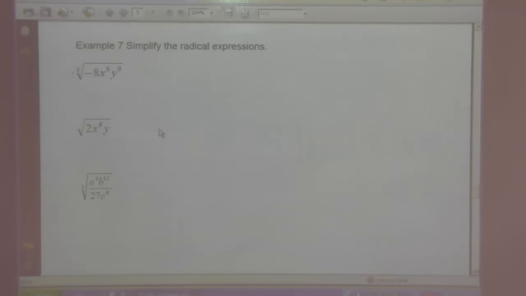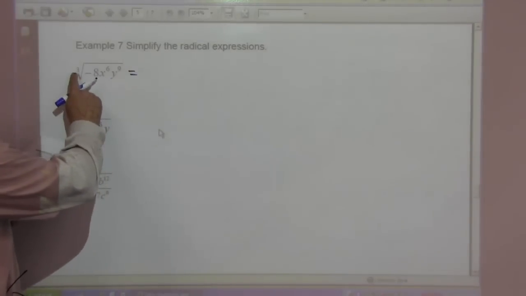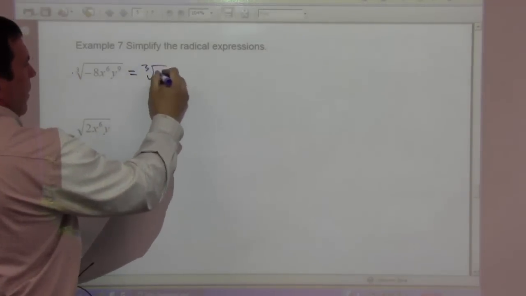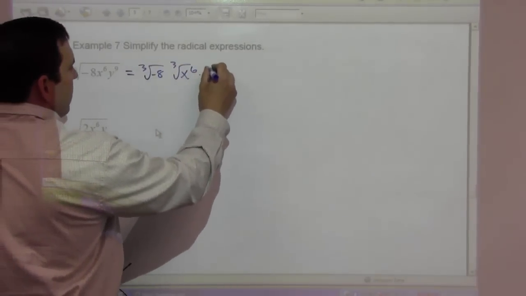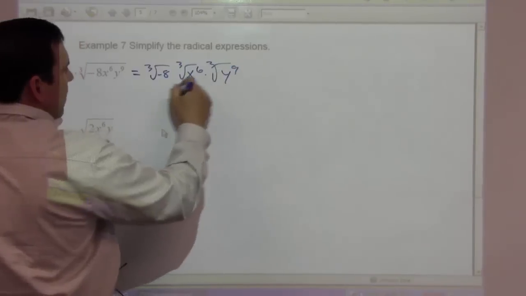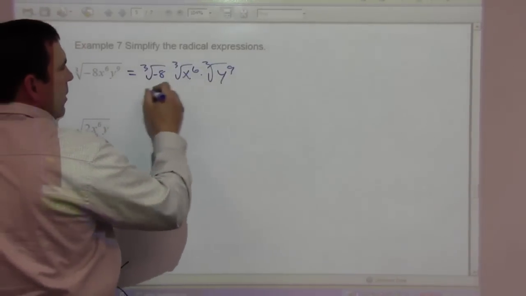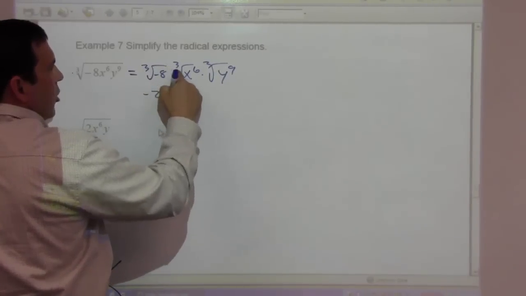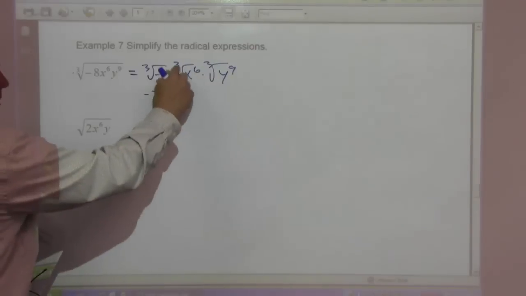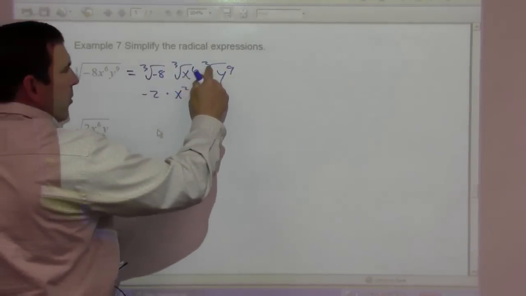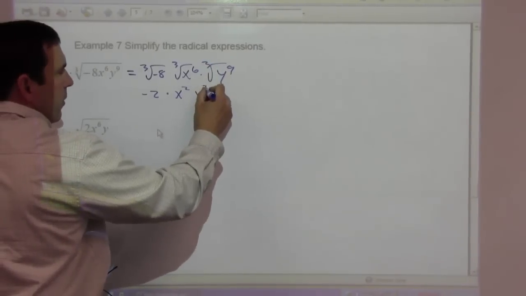Okay, so example 7, simplify the radical. Here we're talking about the cube root of negative 8 times the cube root of x to the 6th times the cube root of y to the 9th. The cube root of negative 8 is going to be negative 2. The cube root of x to the 6th is going to be x squared, since 6 divided by 3 is 2. The cube root of y to the 9th is, everyone say it, 9 divided by 3 is 3. Good.